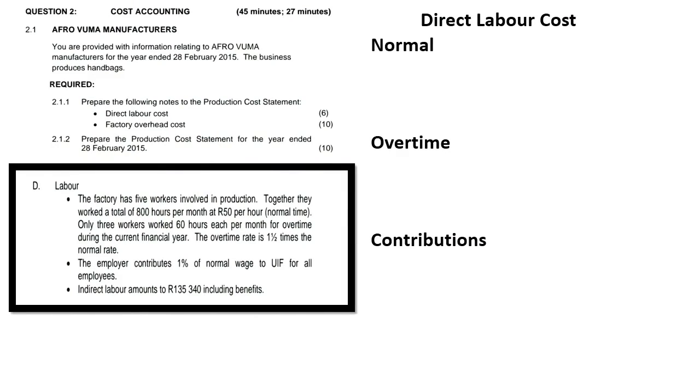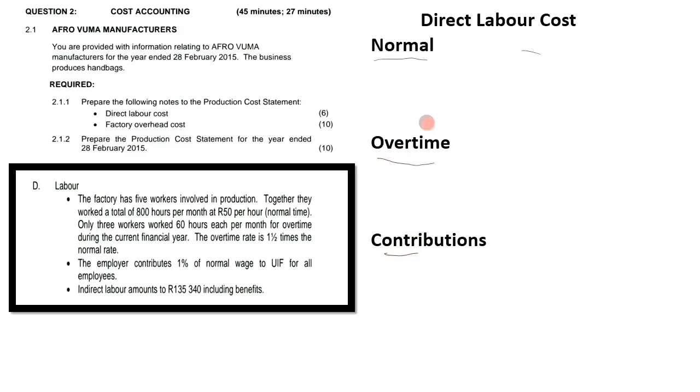Hello, grade 12. So today we'll be doing cost accounting, also known as manufacturing. We are provided with the relevant information relating to Afrovuma for the financial year end 28 February 2015. Required: you need to prepare the following notes to the production cost statement. Number one, we need to calculate our direct labor cost. Remember guys, our direct labor cost consists of your normal rate as well as your overtime and your contribution.